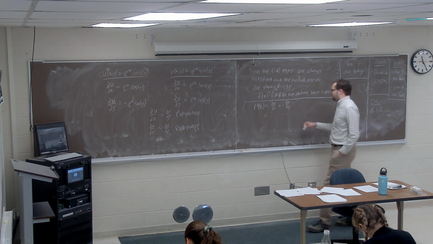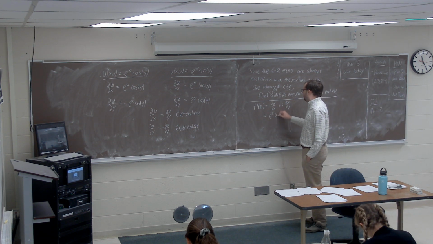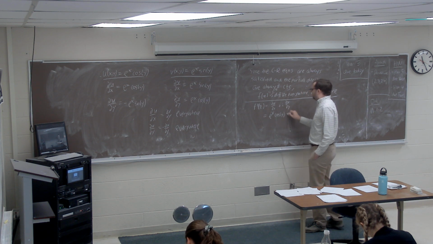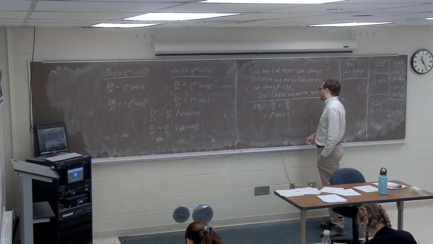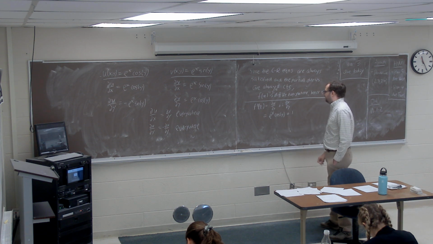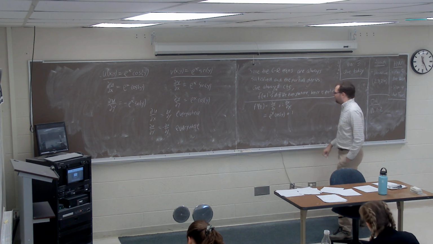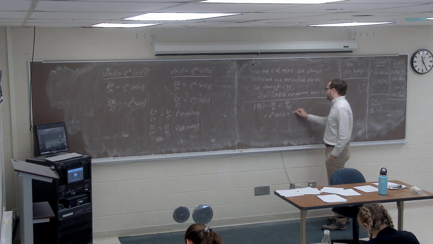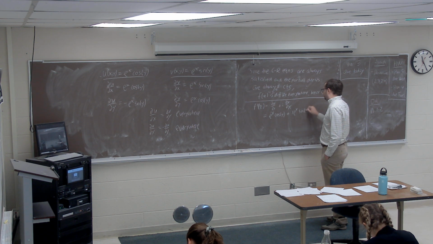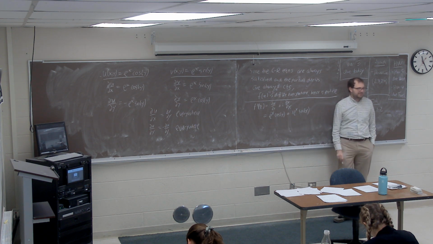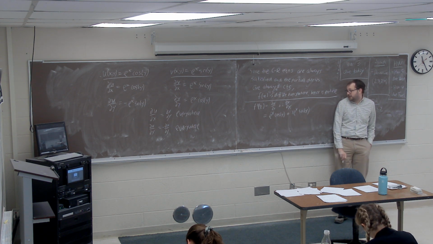So what are we going to get? The derivative is going to be e to the x cosine of y plus i times del v del x, I just can't read my own handwriting, that's an x, plus i times e to the x sine of y. There's our derivative: e to the x cosine y plus i e to the x sine of y.